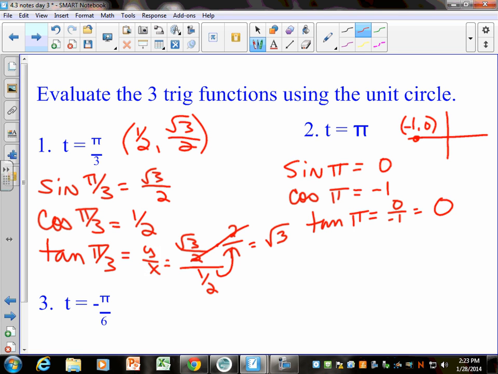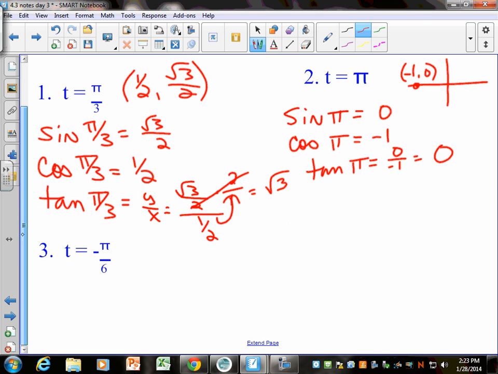What if they gave you an angle like number 3? -pi/6 is not on the circle that we just made. Can we still use the unit circle to find the sine, cosine, tangent of -pi/6? Because what is -pi/6? Or where is -pi/6? Or what can we do? What do we do? Anybody? People shaking their head. What do you do?